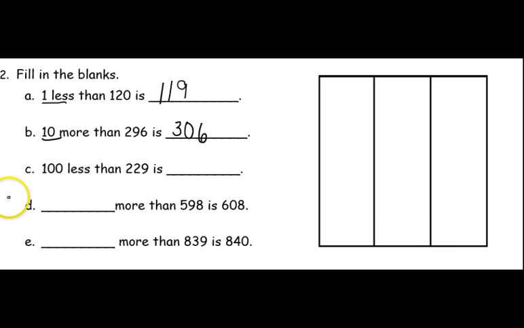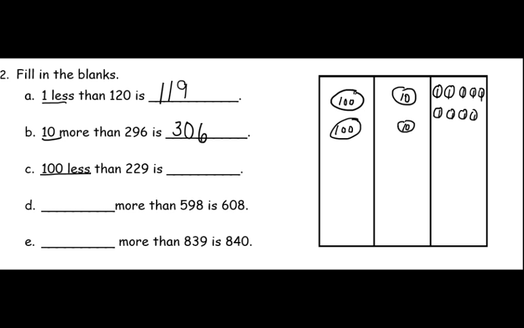In problem C, we want to find 100 less than 229. So I'll show 229 as two groups of 100, two groups of 10, and 9 ones. To show 100 less than that number, we'll just cross off one of our hundreds. That leaves me with 100, 2 tens, and 9 ones. 100 less than 229 is 129.